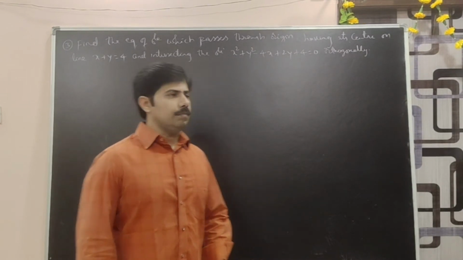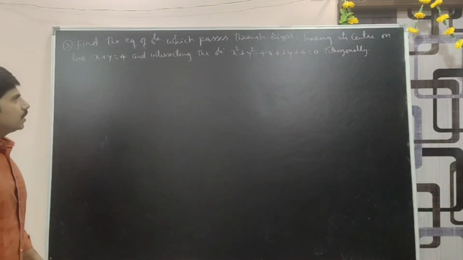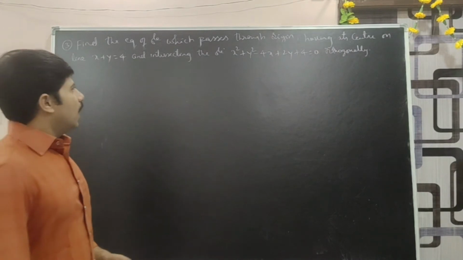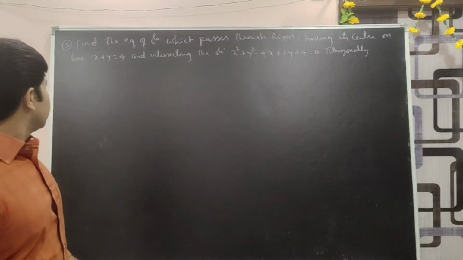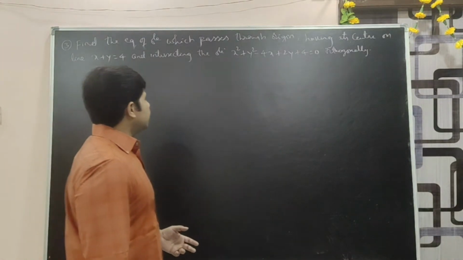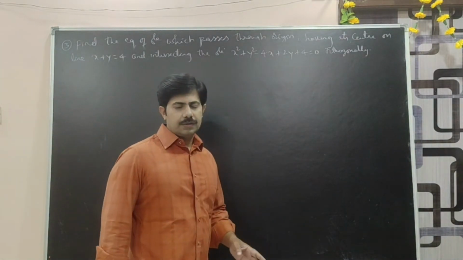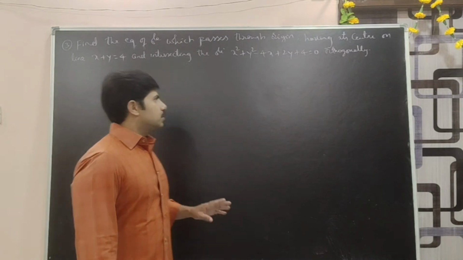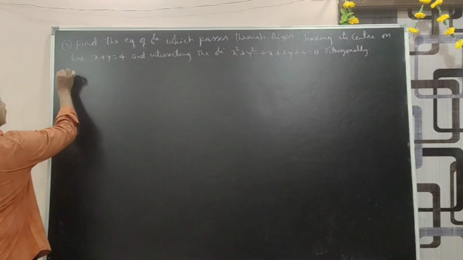Next problem. Find the equation of circle which passes through origin, having its center on the line x plus y is equal to 0, and intersecting the circle orthogonally. So here only one circle is given. So first we will assume the circle equation.